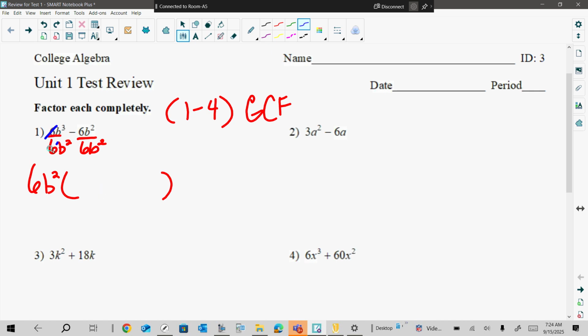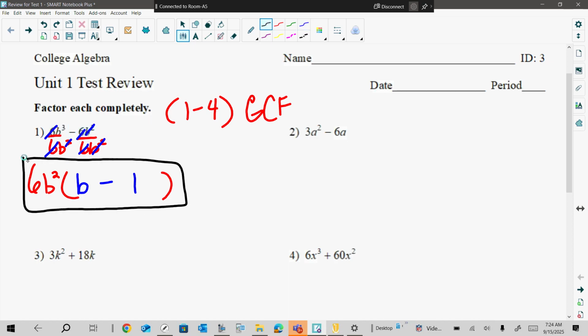What's remaining after dividing each term is what goes inside the parentheses. So the 6 cancels. This is going to leave me with just 1b. Again, the 6 cancels and the b squared cancels, so that's 1. So our factoring here is 6b squared parentheses b minus 1.